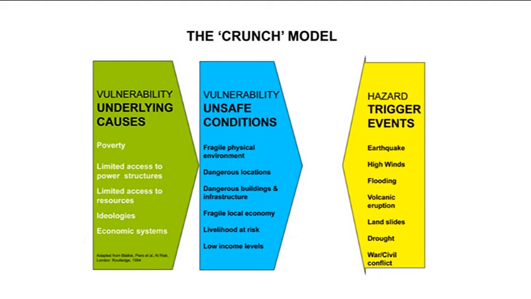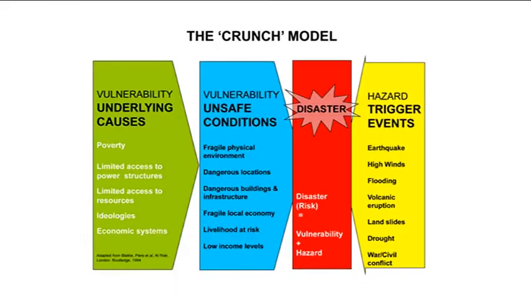Now, when a hazard strikes these conditions, and a hazard is something such as an earthquake or a cyclone or a drought, and can even be a violent conflict, when one of those occurs in a community, the combination of the hazard and the vulnerability create the disaster. And it's the impact of that disaster that we want to reduce. So we understand there are two components in this risk. One is vulnerability, the other is the hazard.